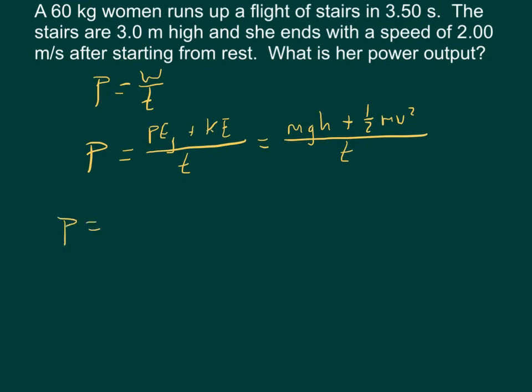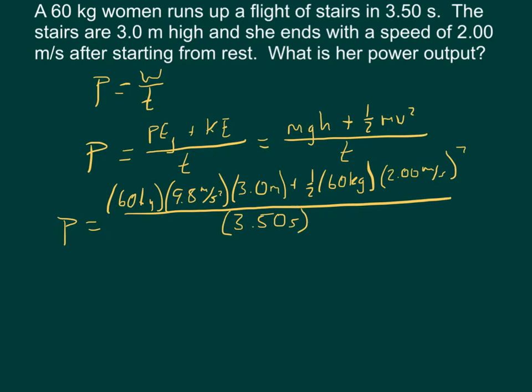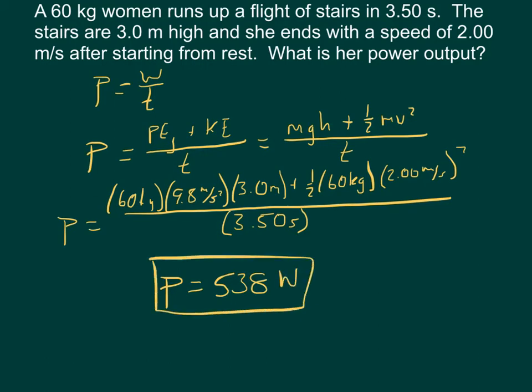So we'll plug everything in, and our power is going to be 60 kilograms times 9.8 meters per second squared, times our height of 3 meters, right, 3 meter tall stairs, plus 1/2 times 60 kilograms, times her velocity at the top of 2.00 meters per second squared, divided by the time of 3.50 seconds. And this gives her a power output of 538 watts to get up the stairs.